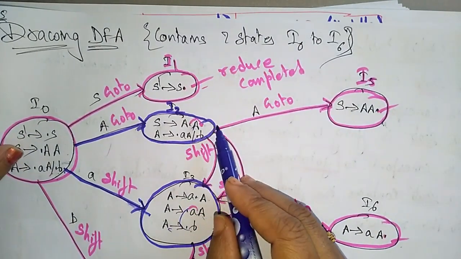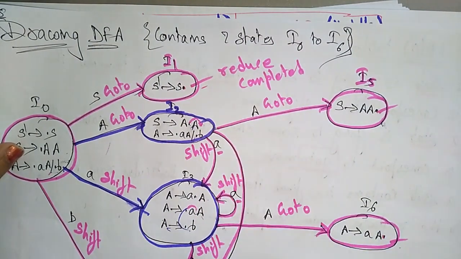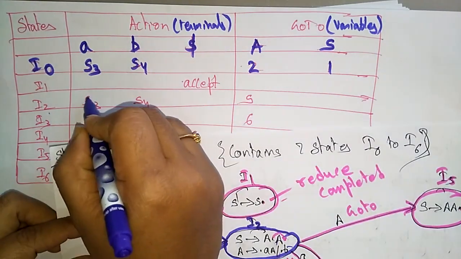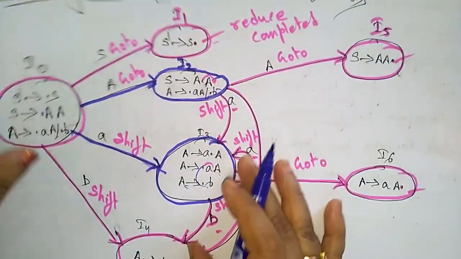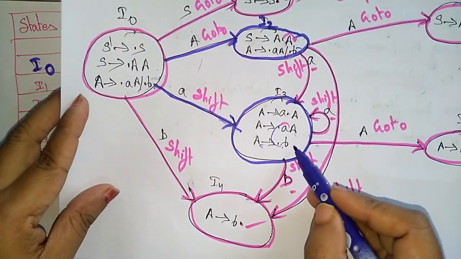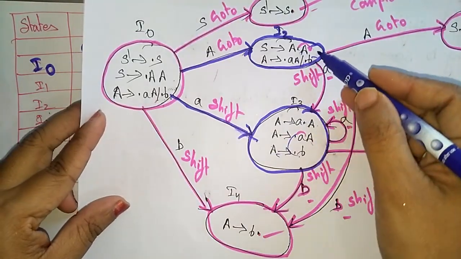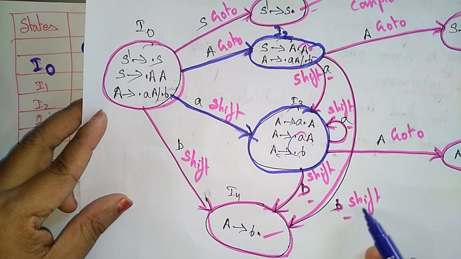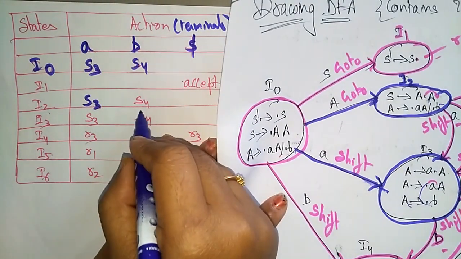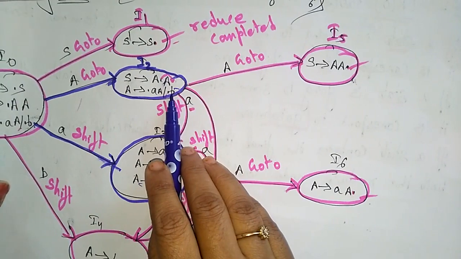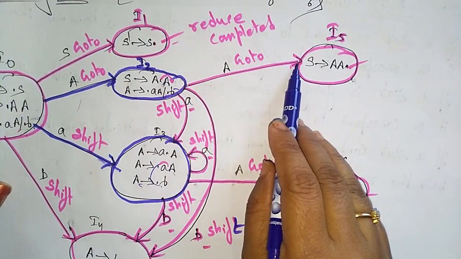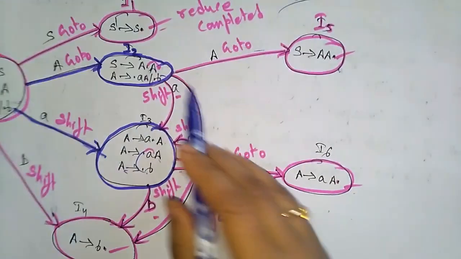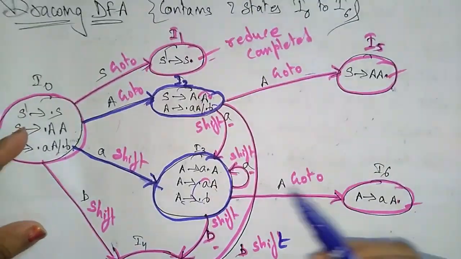Now coming to I2. On a, we are just seeing the action. Action means terminals. I2 on a is going to I3. That is shift, S3. And I2 on b: here this is b, shifting to I4. I4 means S4. Now I2 goto on A: it's going to 5. Just write 5 here. For I2 there is no S because S is completed.